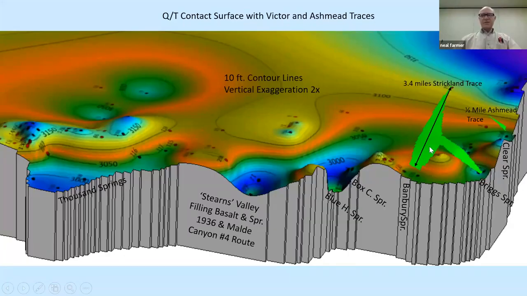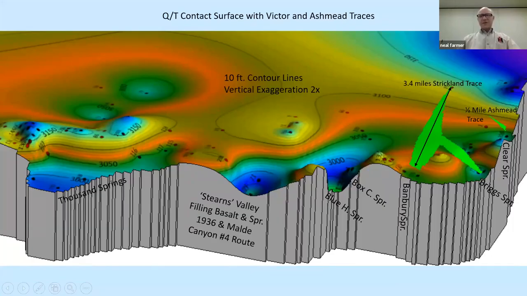These are projected in 3D. And then we had a couple of little isolated hits of fluorescein dye over in Box Canyon. It'd be nice to repeat that trace and try to confirm that. Harold Stearns in '36 identified this canyon filling basalt, which means a low QT contact.